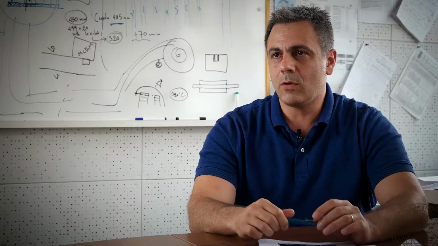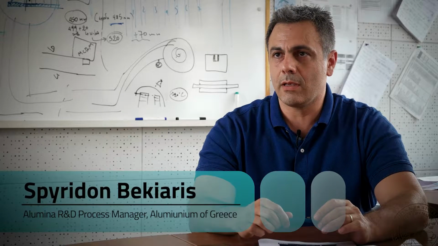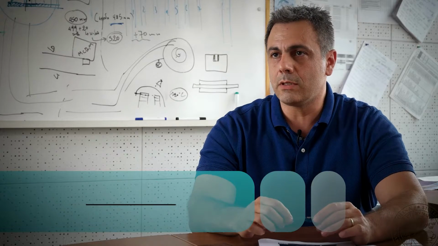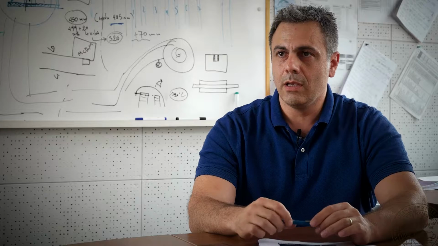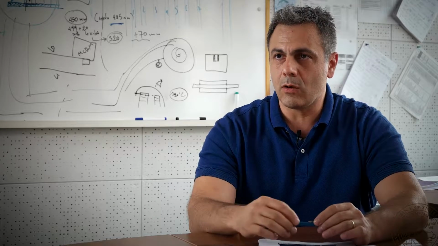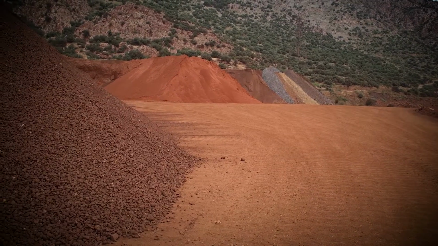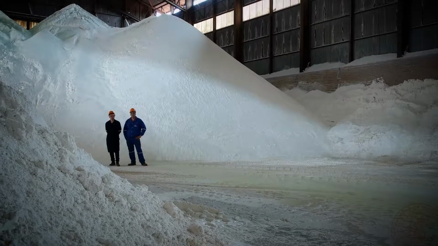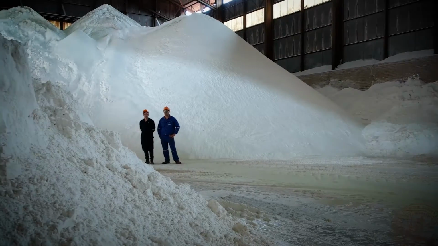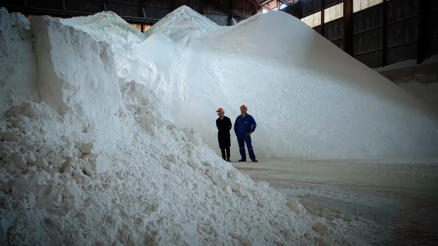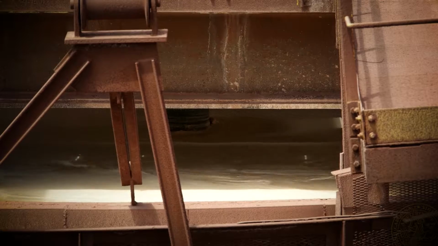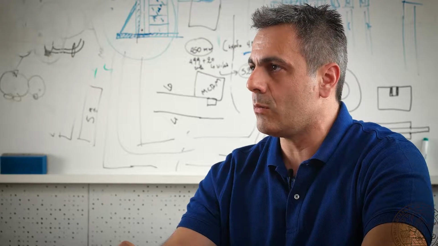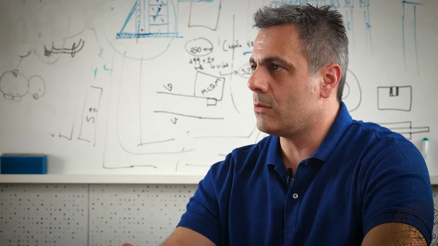The production of alumina in our plant is based on the Bayer cycle. So we treat bauxite with caustic soda in order to extract alumina. We need about 2 tons of bauxite in order to produce 1 ton of alumina. And most of the caustic soda is recycled. We consume about 30 kilos of caustic soda per ton of alumina. And these are the raw materials that we use.